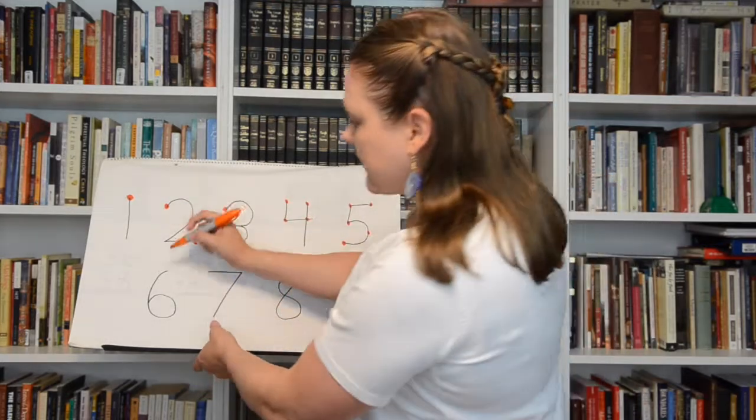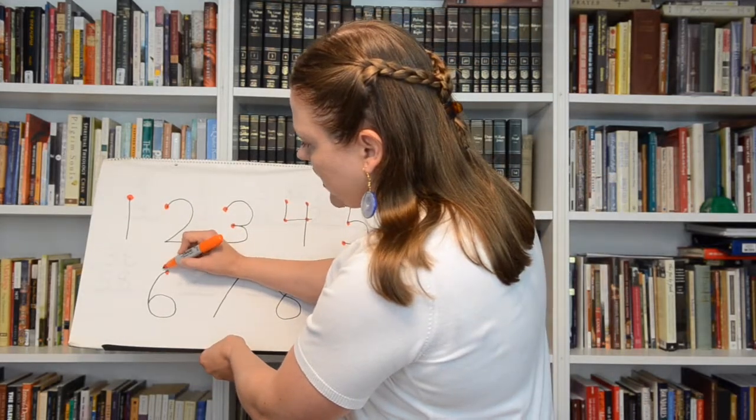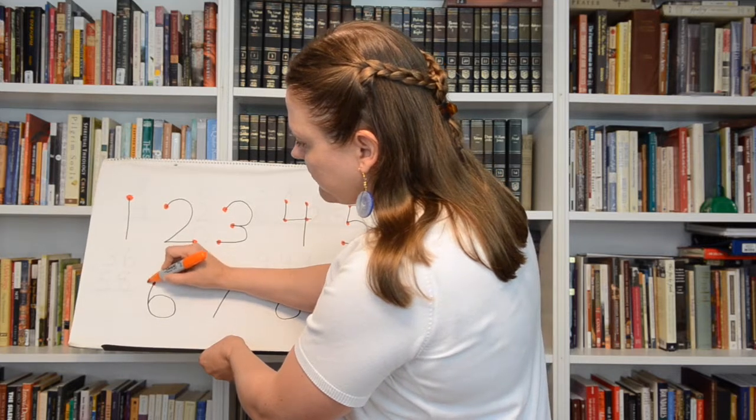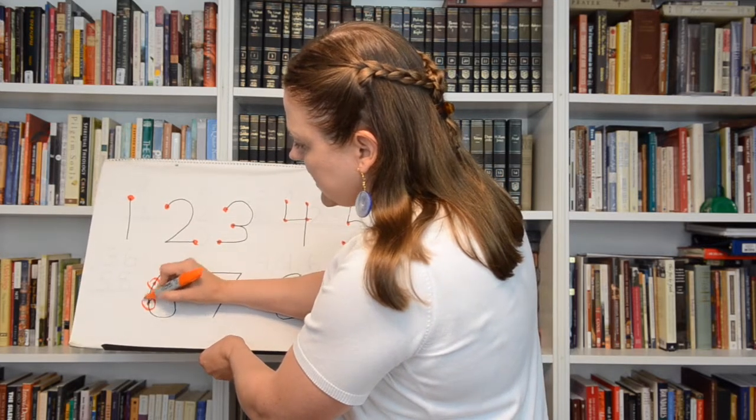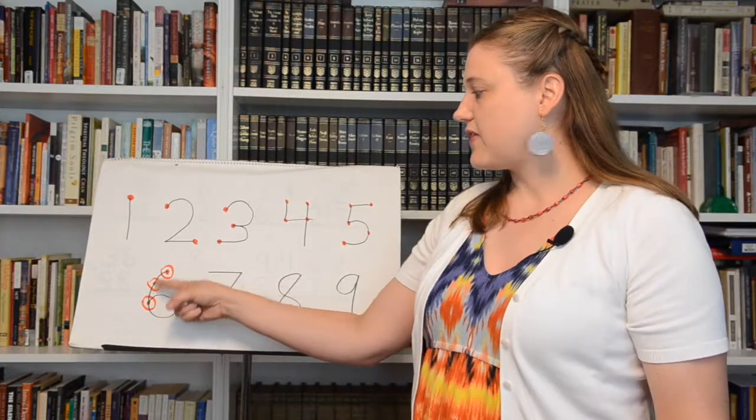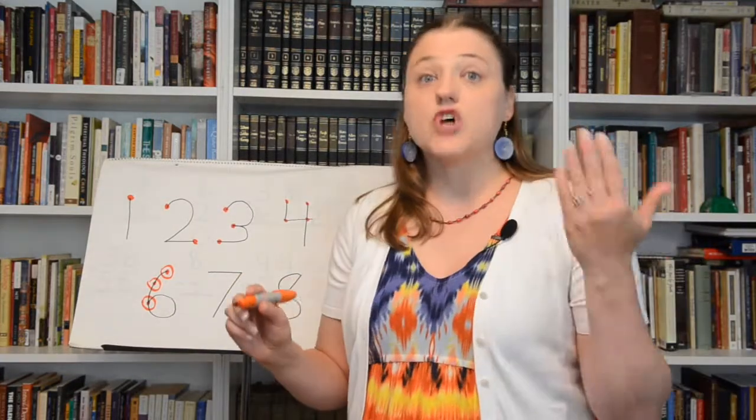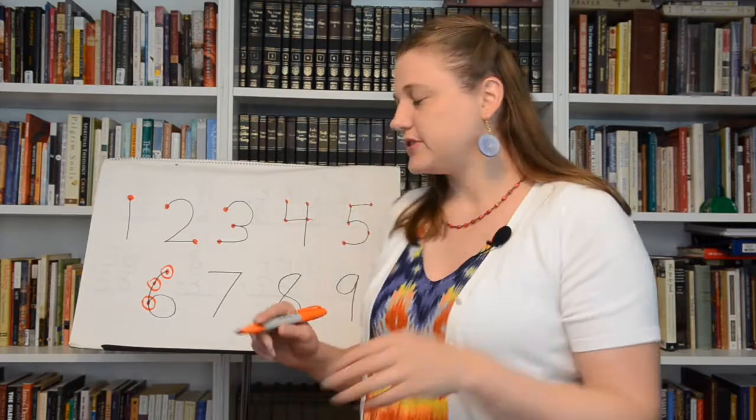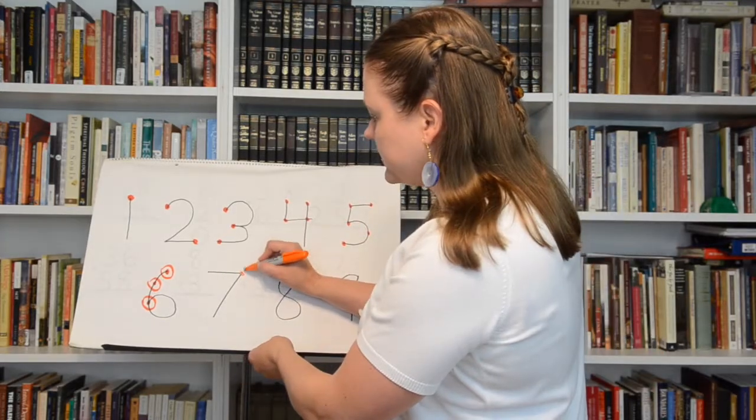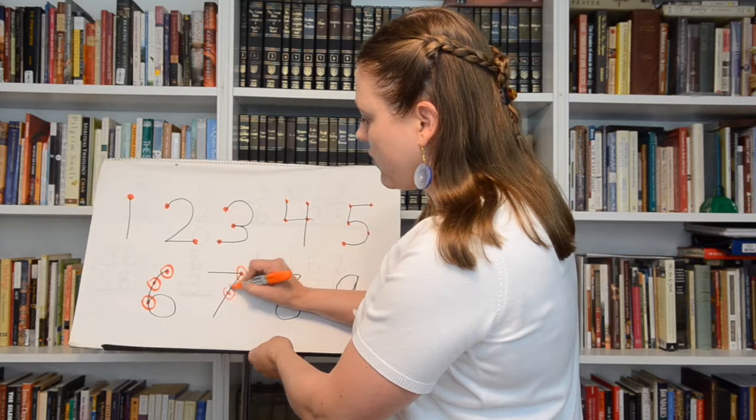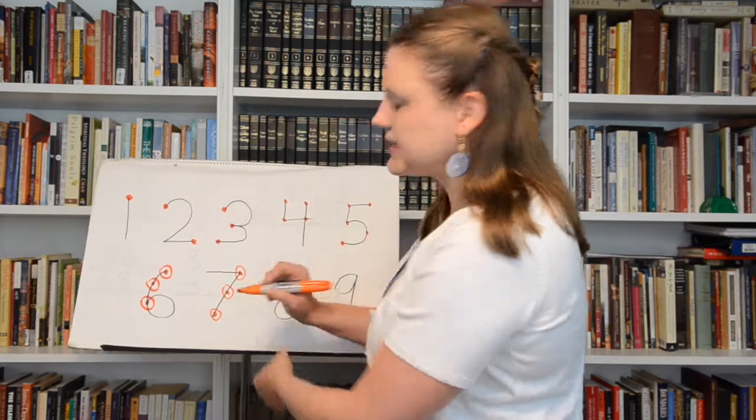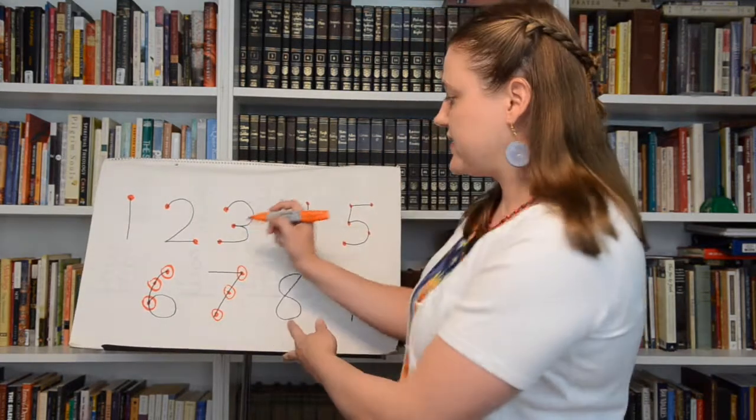So 6 is going to have 3 double touch points. 1, 2, 3, 4, 5, 6. And you just want to make sure that they stay on that line. 7 is also going to have 3 double touch points. 1, 2, 3, 4, 5, 6, and then we put 1 on the tip of his nose.